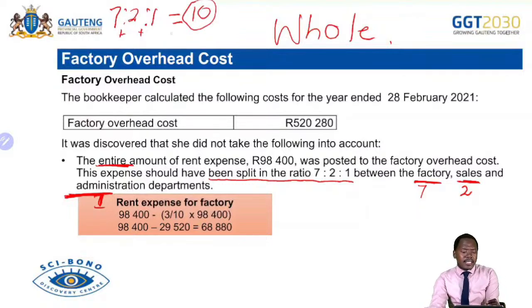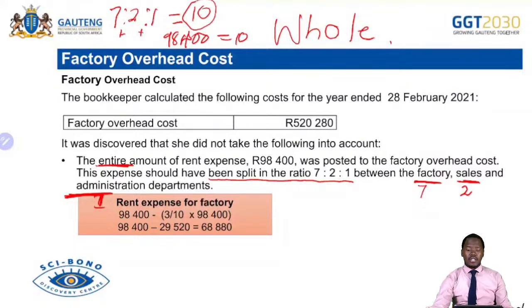The 98,400 is the same as ratio 10. So now, I'm saying 10 minus 3 over 10 multiplied by 98,400. So that is what we are having. And then we'll get the 29,520. Now, 98,400 minus 29,520, we get the 68,880. That is our rent amount. That should have been put under factory.